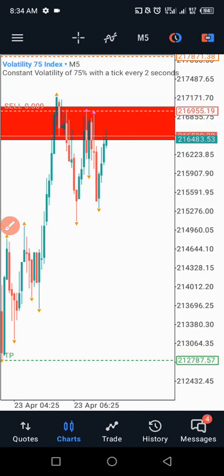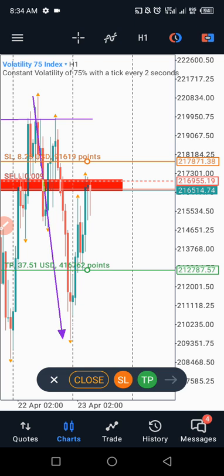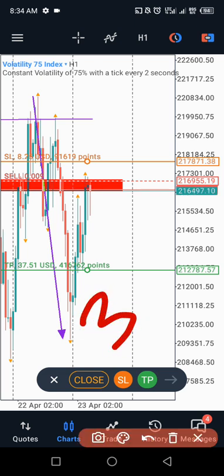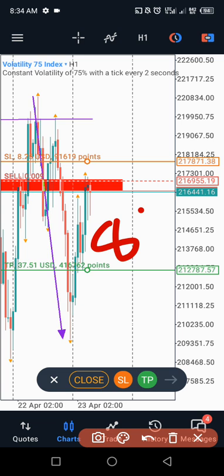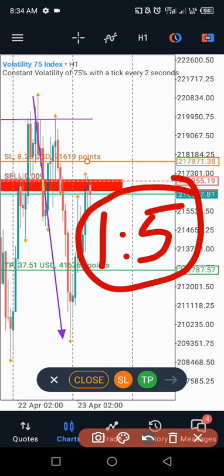Should price go in our favor, we will be making $37 from this trade. Should price not go in our favor, we will be losing just $8. That means the risk to reward ratio on this particular trade is 1 to 5, which is a good risk to reward ratio for us.